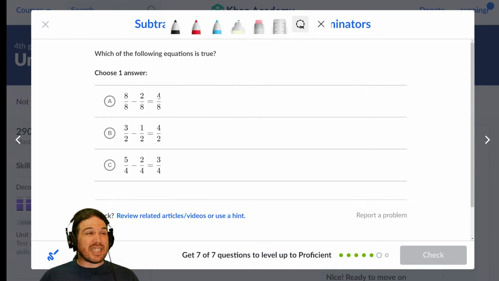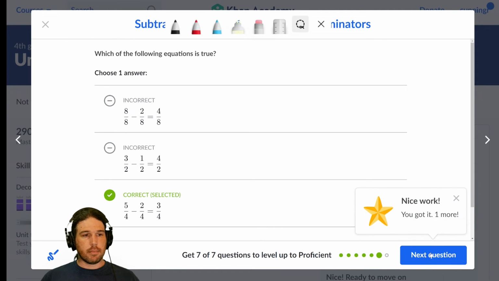8 minus 2 is 6 eighths, not 4 eighths, so that's wrong. 3 minus 1 would be 2 over 2, not 4 over 2. So 5 minus 2 is 3, and they're all fourths. That one's good to go. One more.